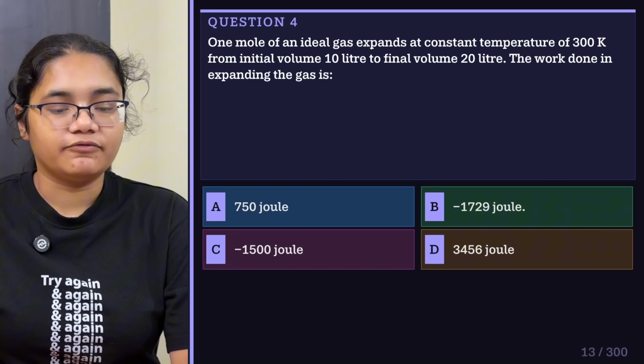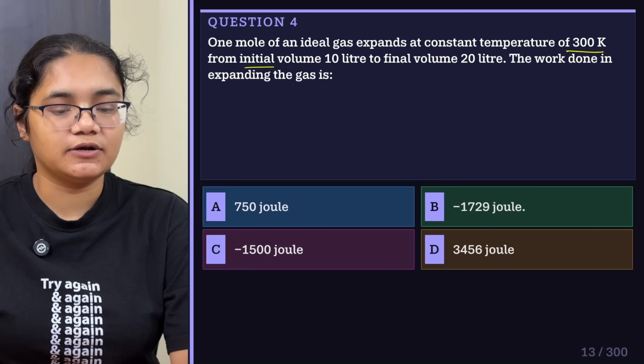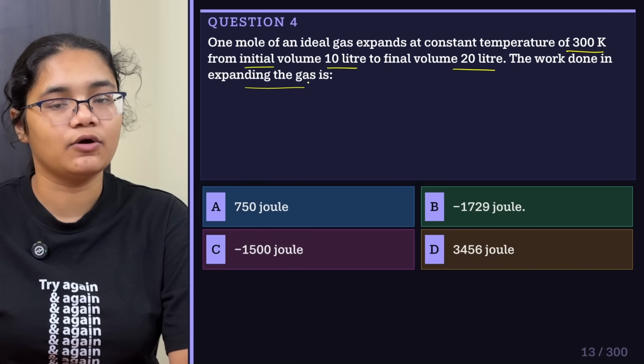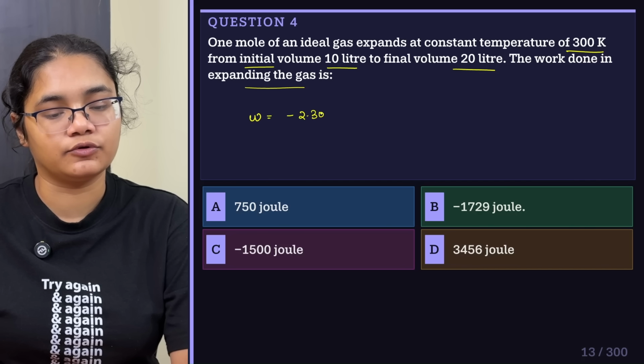Next question, 1 mole of an ideal gas expands at a constant temperature of 300 Kelvin from an initial volume of 10 liter to a final volume of 20 liter. The work done in the expanding of gases. So for work done, we have this formula: minus 2.303.